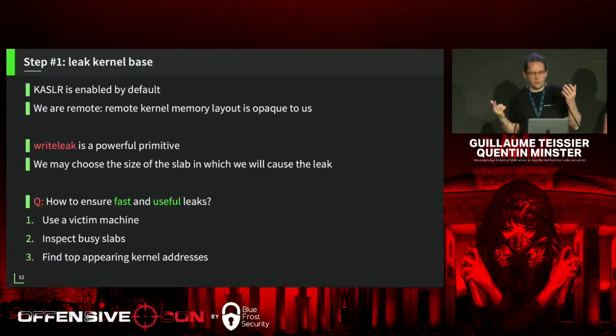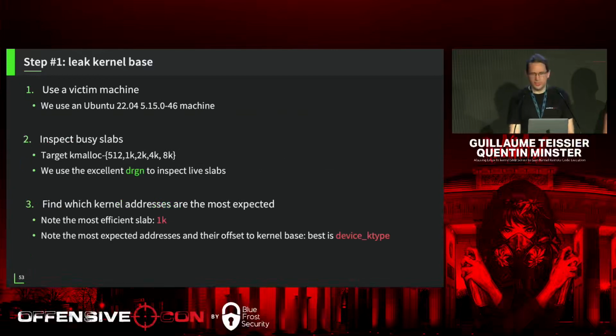We need to know what to look for, ideally pointers in the slabs that will allow us to de-randomize and compute the kernel base. So we set up a victim machine running our target kernel, Ubuntu 22.04 with kernel 5.15. And we ran a Dragon script to inspect live on the machine the activity in these slabs, and some of the slabs that we could target and try to look for addresses and pointers in.